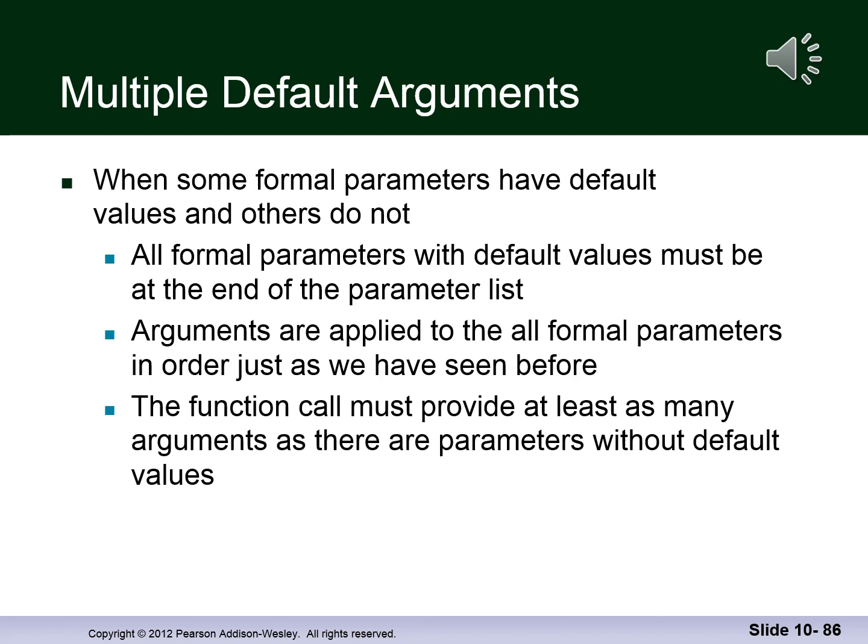Well, what do you do when some formal parameters have default values and others do not? Well, this is how it works. All formal parameters with default values must be at the end of the parameter list. Therefore, if there's blanks, they're at the end and they're assumed default. Think about it. If they were at the beginning and there were formal parameters without default values at the end, it wouldn't work. It would not know what to pass.